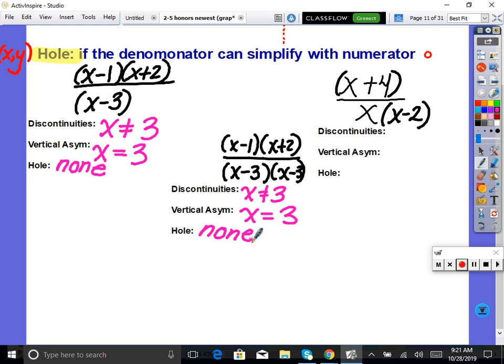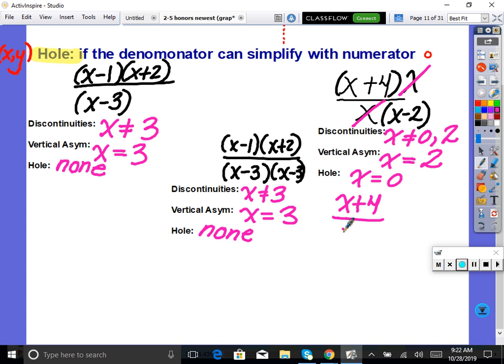Okay, I'm changing this problem right here. This is what it was supposed to be. I forgot to write down the x. My discontinuities are x cannot be 0 or 2. My vertical asymptote is at x equals 2. I have a hole at x equals 0. True? So now watch, listen, because people didn't listen last hour. I divided out, because doesn't a hole divide out? Yes, so now I have a new equation. X plus 4 over x minus 2.